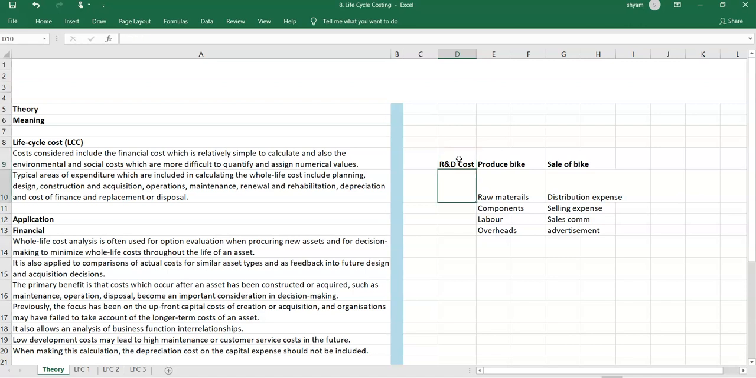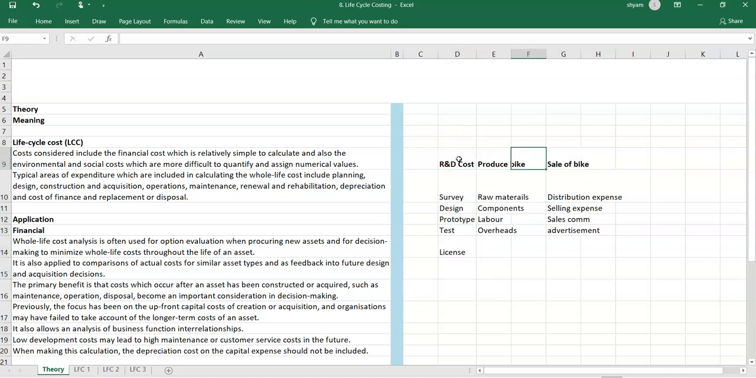So for example, here we get the design. What should be the design? Even before the design, we go for a survey and we ask people's opinion, like what type of bike they want, and we then design the bike itself. Then we create a prototype and we test that prototype. Sometimes we drop the idea, sometimes we proceed with the idea, or getting a license to do all these things. So there are some costs which are incurred even before the production and sale of the bike. These are the R&D cost.